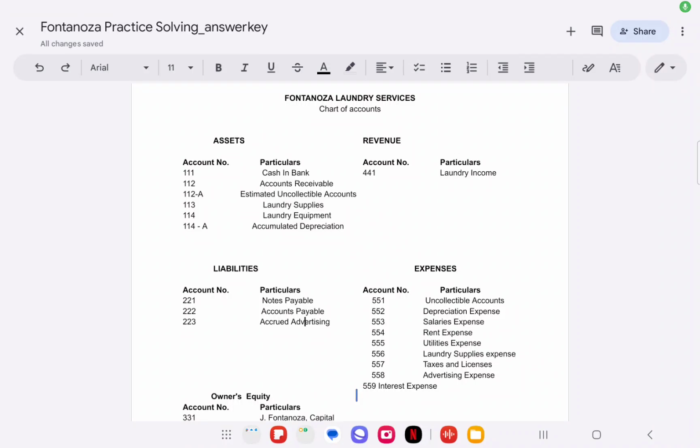Everyone, let's continue solving the general ledger under the problem of Fontanoza Laundry Services. Again, here is the chart of accounts, and let's use this one in recording and journalizing, and of course we'll be using this one in posting to the ledger.